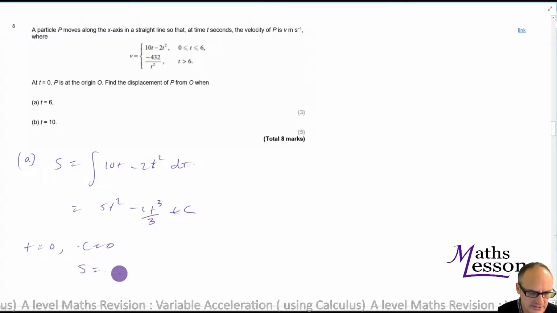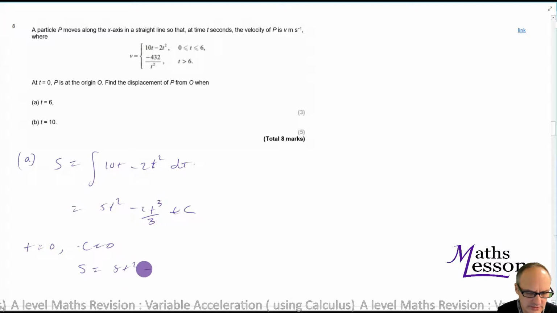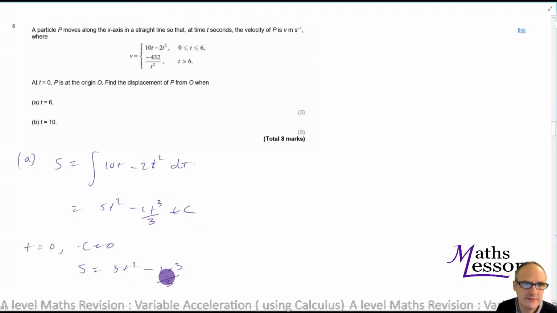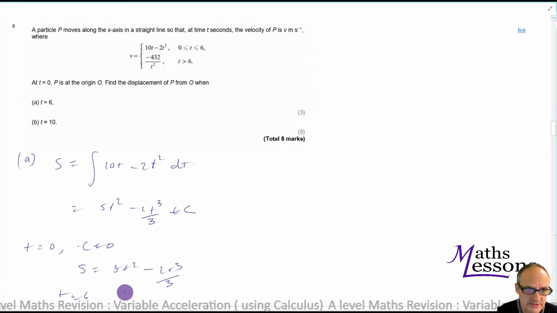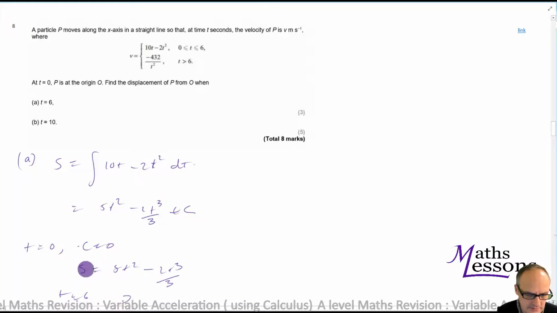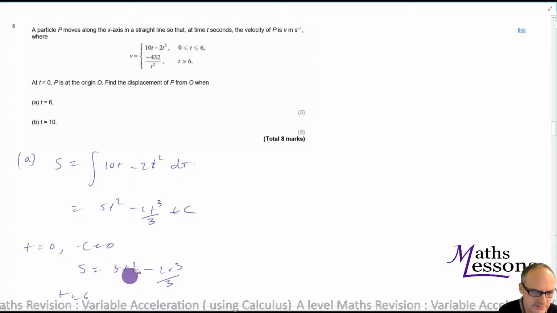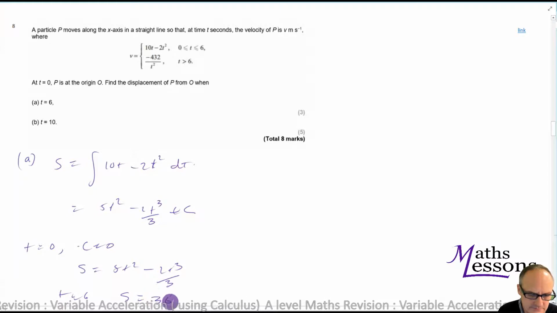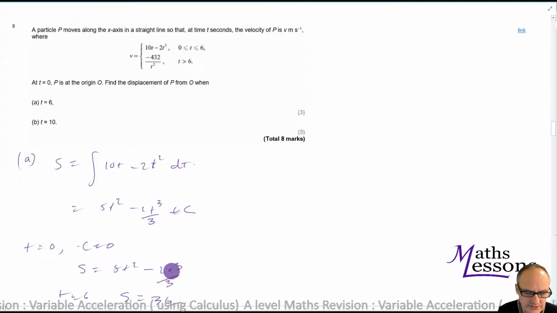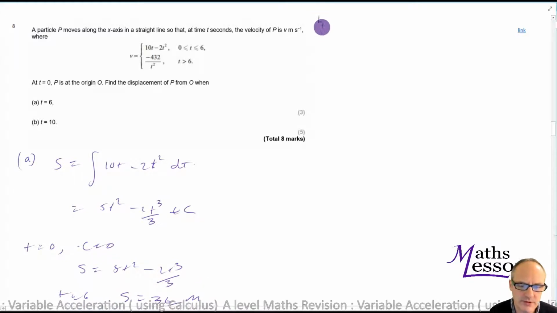Okay, so we've got the displacement is going to be equal to 5t squared minus 2t cubed over 3. So put t equals 6 into this, so therefore we get x, or s in this case. Sorry, I've changed my variables. I used x when I was doing this before, and I've used s. Put this in, and we'll get 36 out. When you do 5 times 6 squared minus 2 times 6 cubed over 3, you'll get 36 meters.